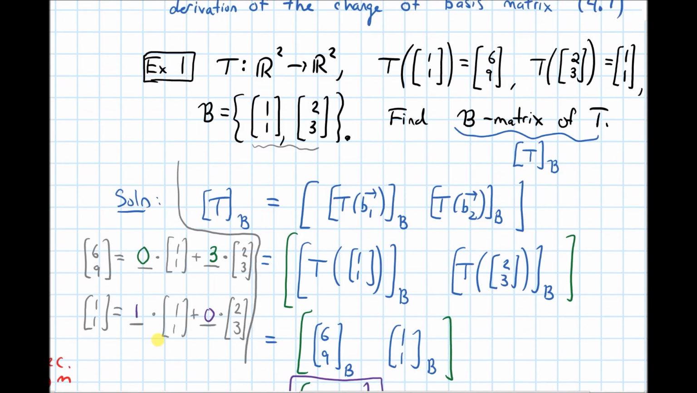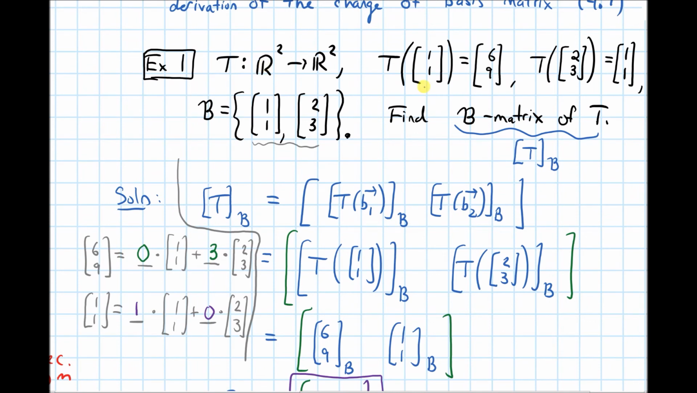So in this example, we were working with just vectors in R2 for the inputs and for the outputs. Where this matrix version of the transformation can be particularly useful is when working with abstract vector spaces, like with polynomials. So let's do an example of that next.